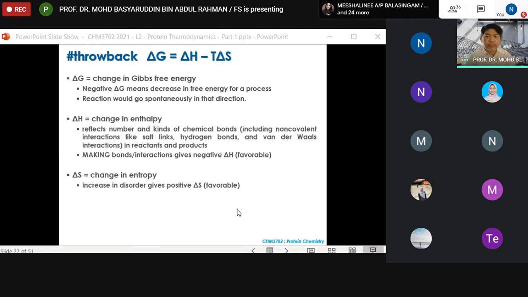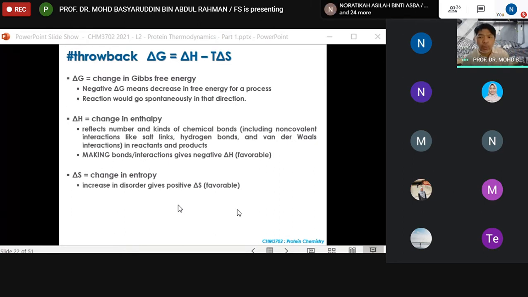Other than that, making bonds or interactions gives a negative delta H, and this is favorable as well. Vice versa, if you want to cut the bonds or interactions. And delta S, the change in entropy, I mentioned before, we're talking about randomness. An increase in randomness gives a positive delta S. Okay, an increase in disorder, so the same as randomness. This is something you have learned before, then try to relate it to the current topic.